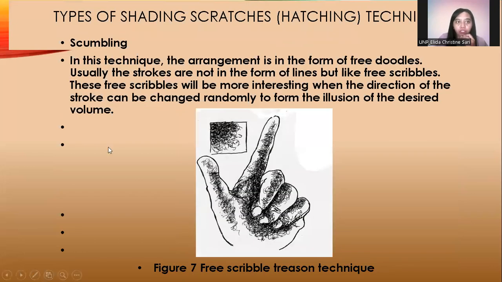How about scrambling? This is a technique arranged in the form of free doodles. Usually the strokes are not in the form of lines but like free scribbles. This free scribble will be more interesting when the direction of the strokes is changed randomly to form the illusion of the desired volume. This is the free scribble technique.